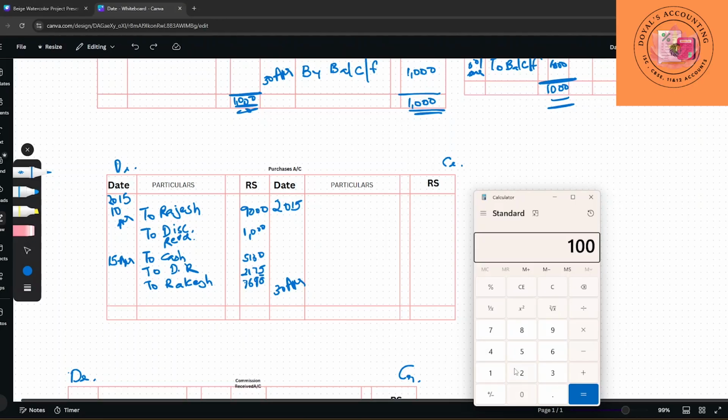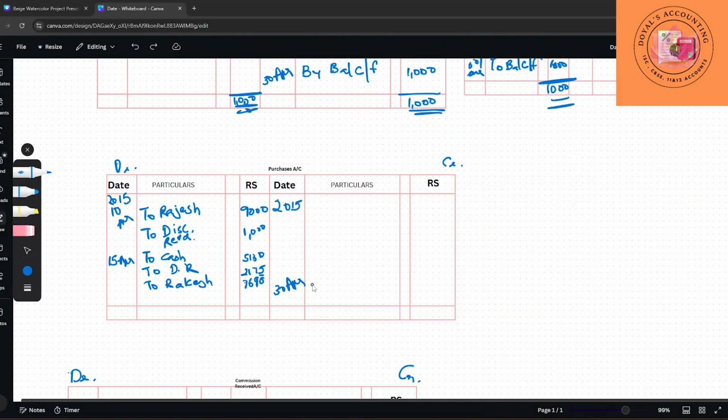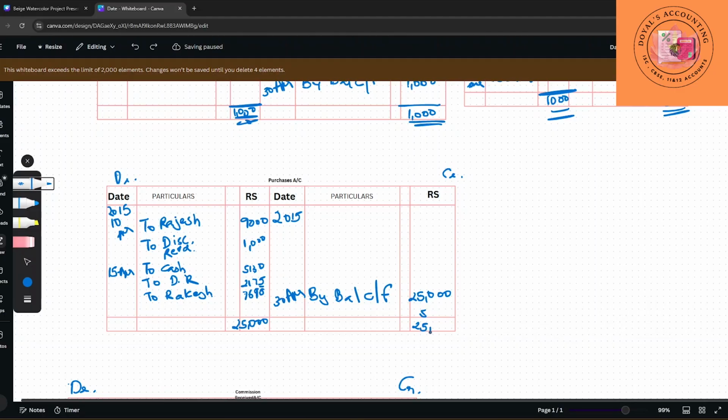Total will be 25,000. 10,000 plus 5130 plus 2175 plus 7695. Yeah, 25,000. By balance carried forward 25,000. And my totals will be 25,000.